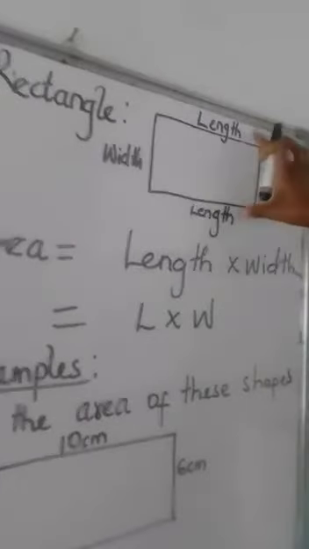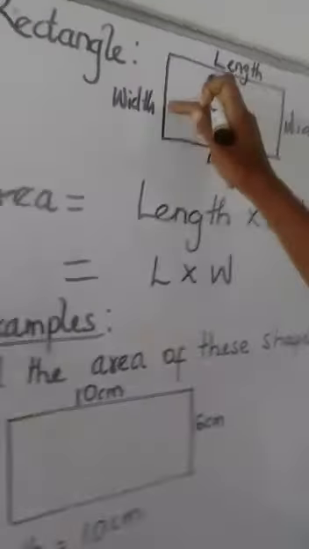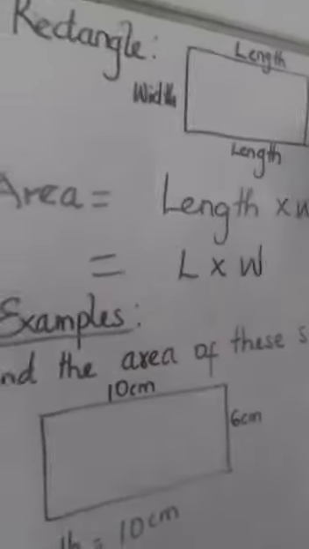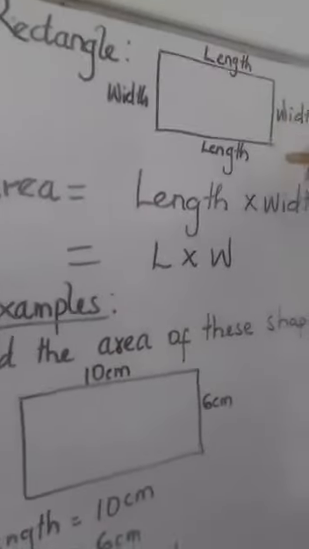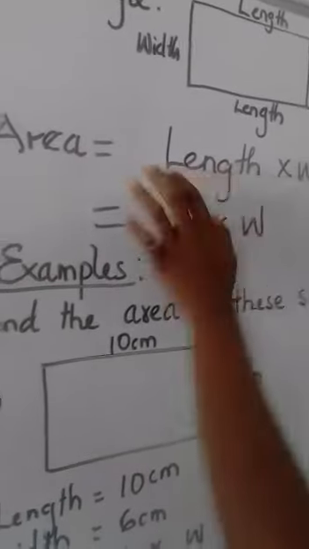Now let's look at a rectangle. A rectangle has 2 opposite sides equal. This is a length, this is a length. This is a width, this is a width. Can you see that? Good. Now the area is length times width. That is the formula.